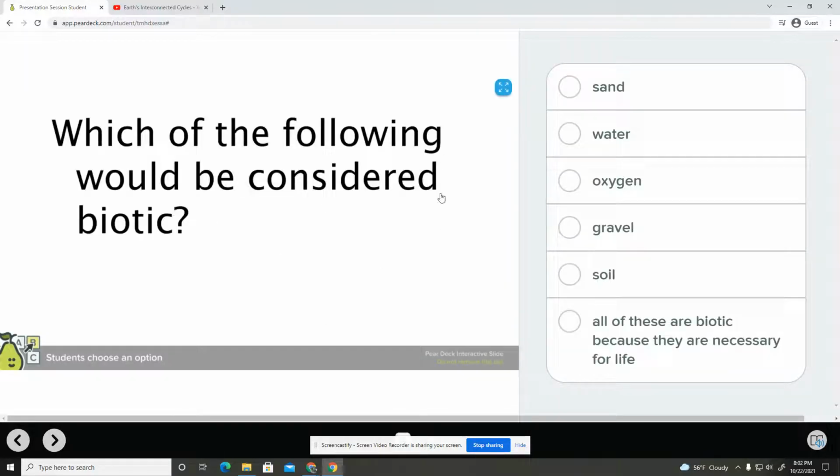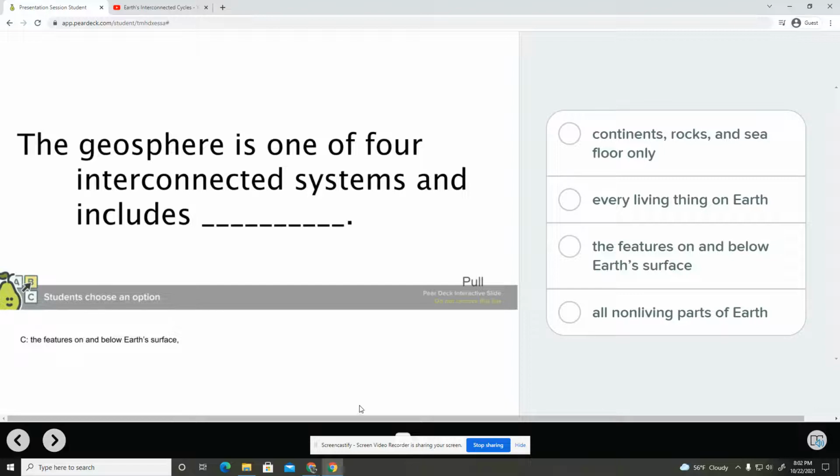Which of the following would be considered biotic? Remember, biotic means it's alive. So we talked about this. Soil is the only one that would be considered biotic. The geosphere is one of four interconnected systems and includes, the correct answer is the features on and below the Earth's surface.